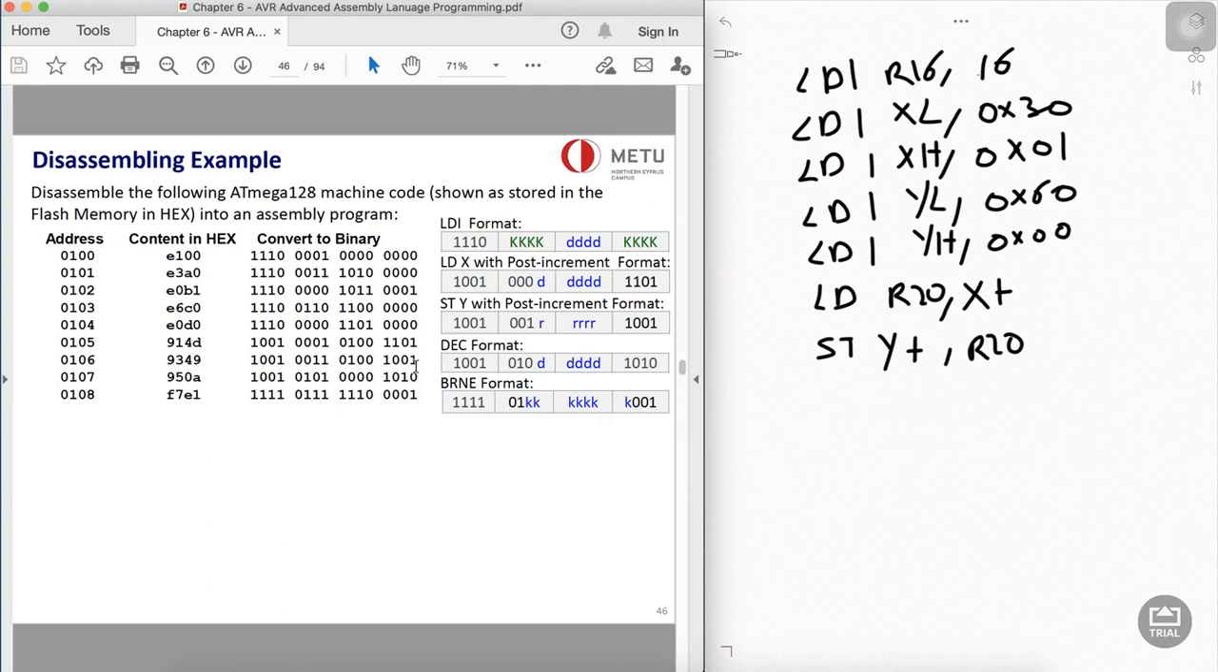Then the next one is 1001, 0101. So it's decrement. So for decrement, we just need an operand over there. So the operand, the address, is 1000, which means it's 16. So decrement R16, which is our counter. And then the last one is branch. So branch is BRNE, nothing else left over there.